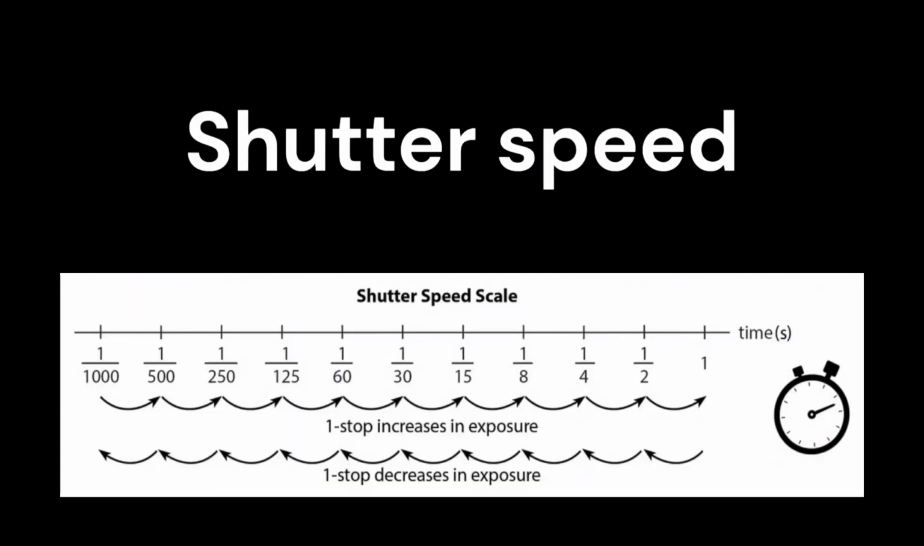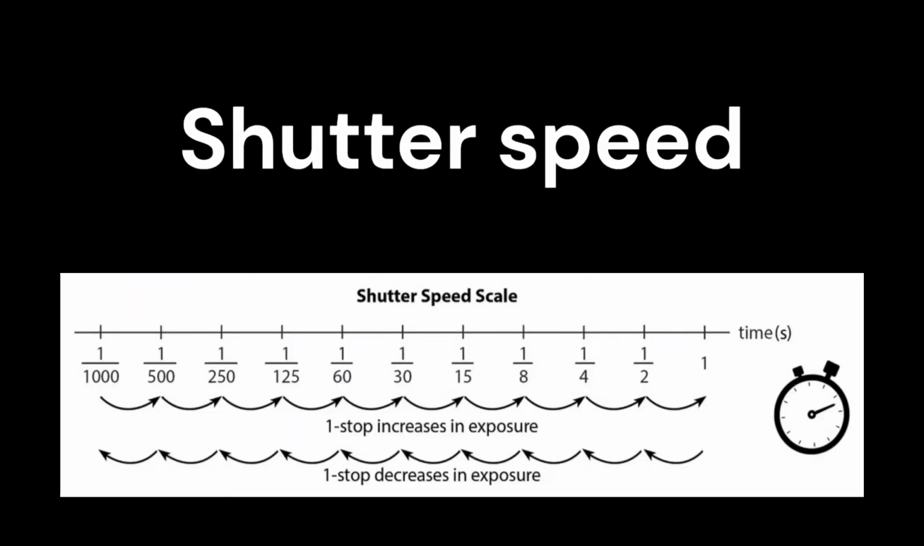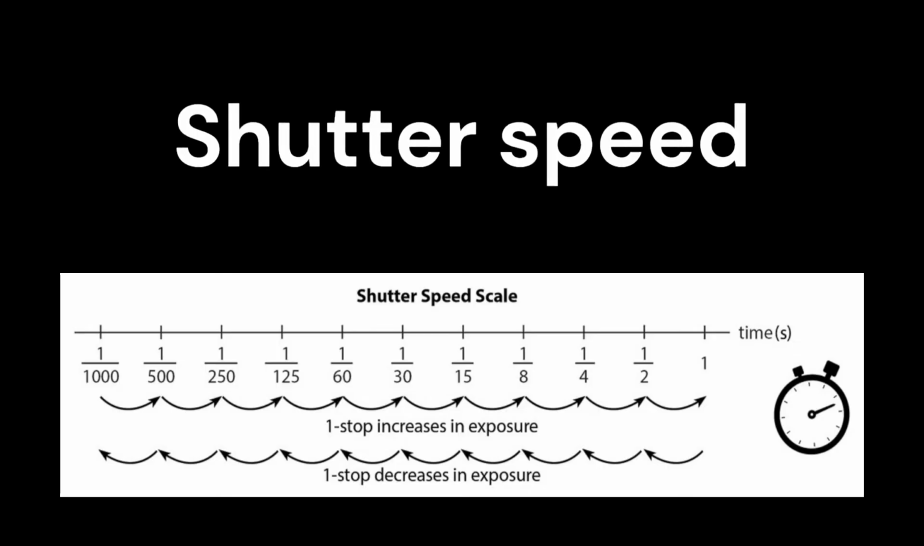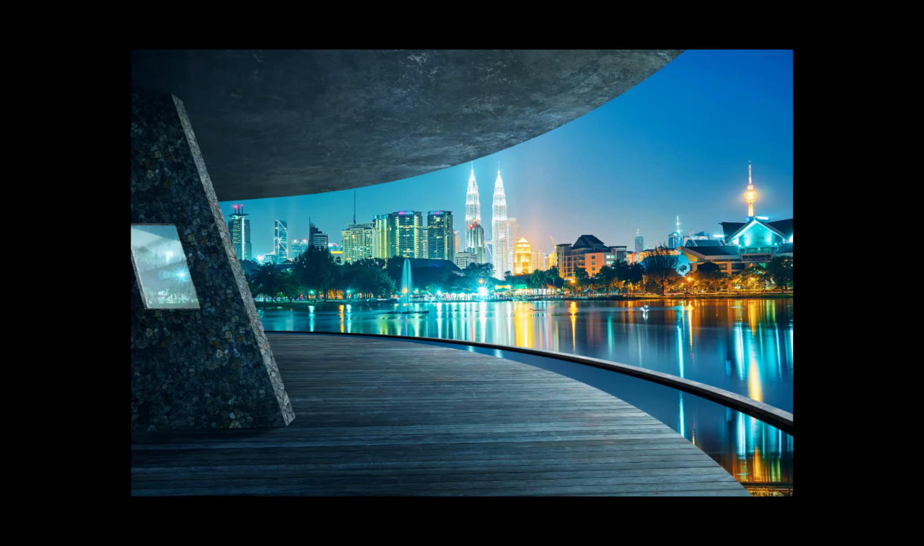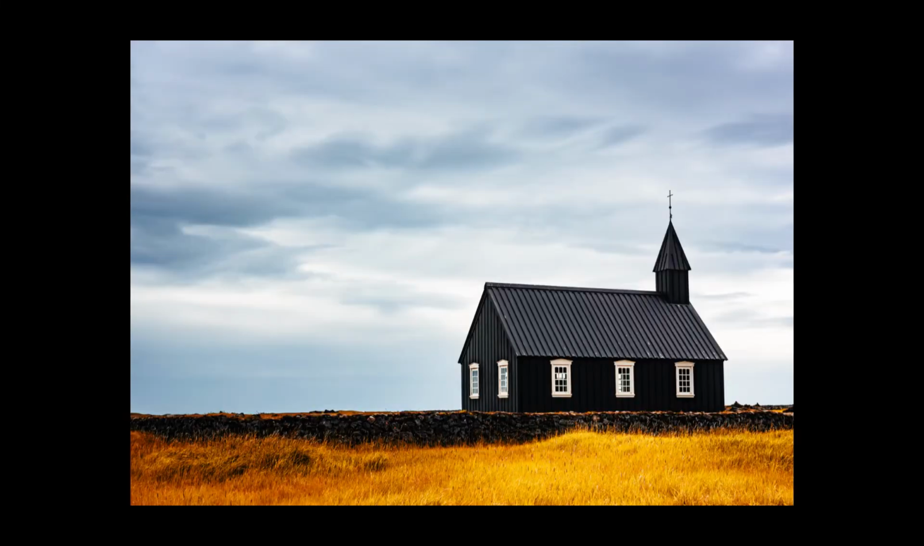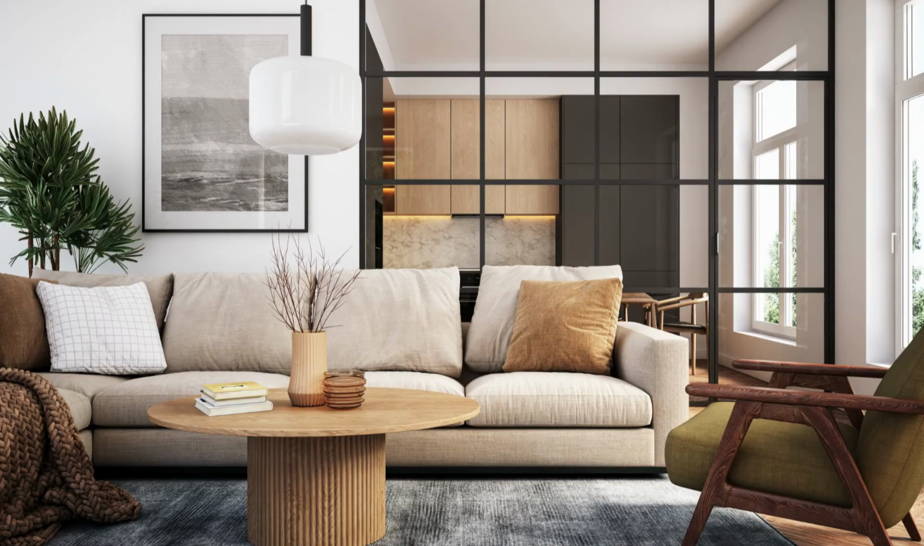Finally, let's talk shutter speed. Shutter speed determines the precise duration the camera's shutter is open, allowing light to reach the sensor. Lower shutter speeds are ideal for static shots, especially when your camera is mounted on a tripod, to avoid motion blur.